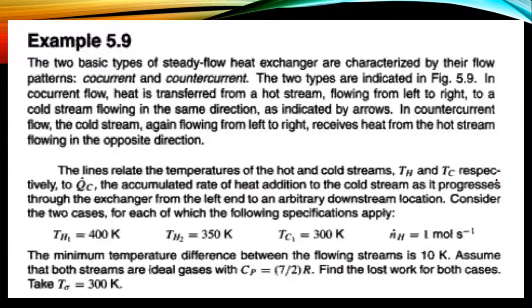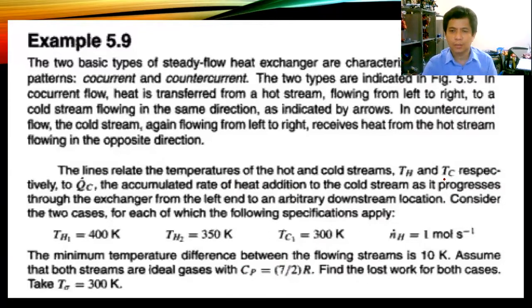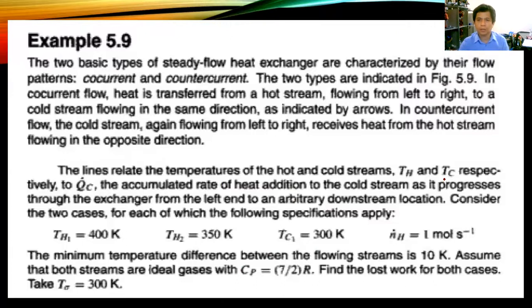So the two basic types of steady flow heat exchanger are characterized by their flow pattern. So we have heat exchangers. These are equipment used to increase or decrease the temperature of streams. No? So the two types are co-current and counter-current. So pag co-current, both the streams enter at the same side of the heat exchanger.